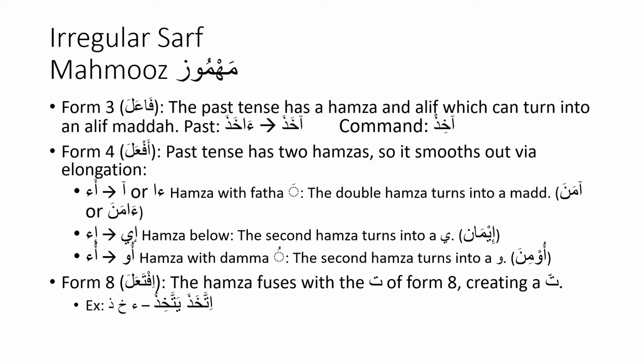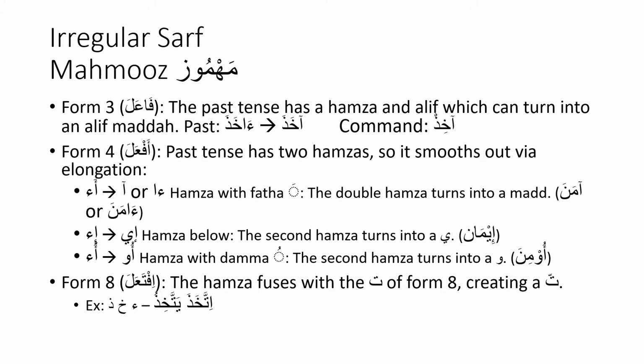So form 3 is on the pattern of fa'ala or jahada, and the past tense is a hamza and alif, which can turn into an alif medda when writing it. So you can either write it with the hamza and then alif, or with just the alif medda, which will replace both of them. So akhadha, and then the command form is akhidh. And with form 3, only the past and command tense are affected by Mahmooz. All of the rest, it behaves the same way as a normal conjugation.